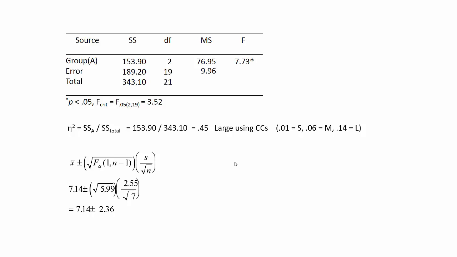The mean is 7.14, standard deviation is 2.55. There are 7 individuals in that group. Okay, where did I get the 5.99? The F alpha, 1 and n minus 1, are the degrees of freedom for this particular confidence interval.